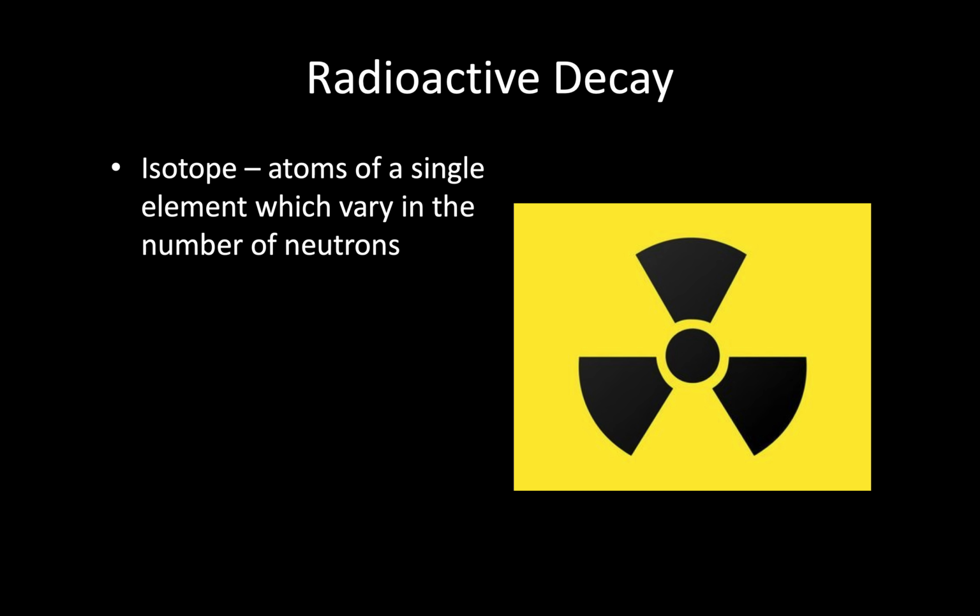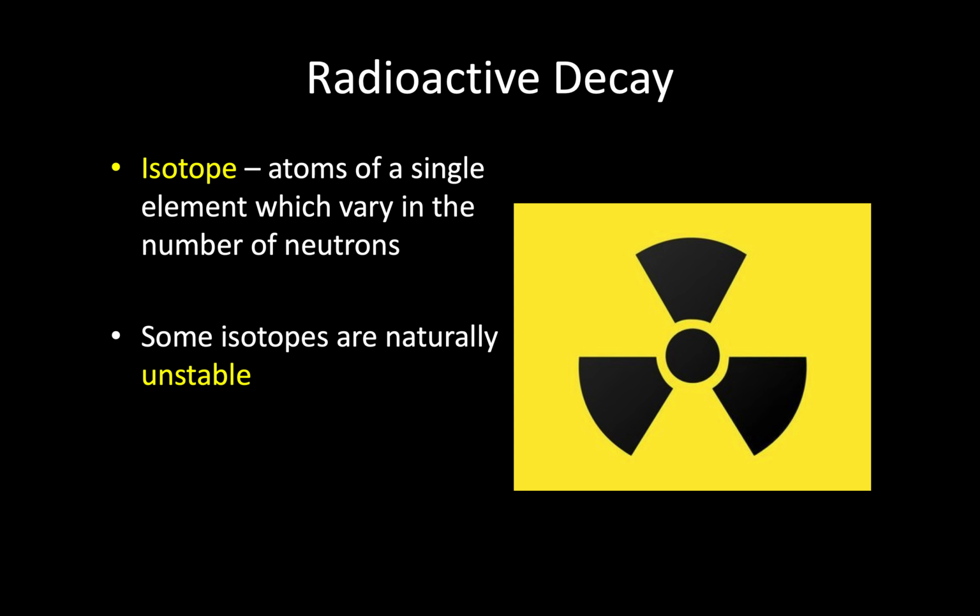Now, radioactive decay is based on the idea of an isotope. An isotope is an atom of a single element which varies in the number of neutrons. So, an element has neutrons, protons, and electrons. Protons have positive charges, neutrons have neutral, electrons have negative. All elements have the same number of protons. Okay, that never changes. Hydrogen always has one proton. However, hydrogen can have different numbers of neutrons. It can actually have 2 or 3. 3 neutrons in hydrogen is something we call deuterium. Fun fact of the day.